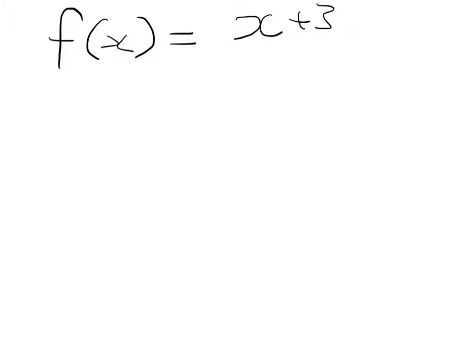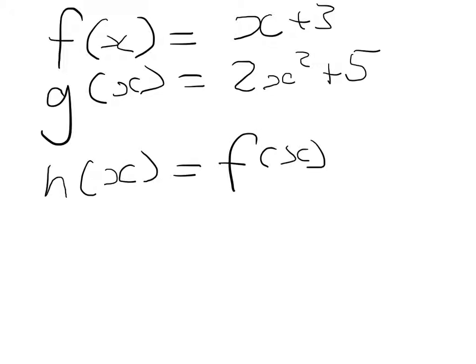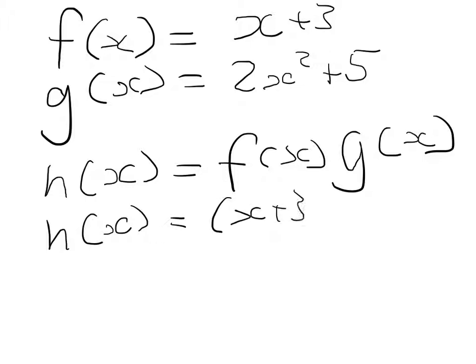So if we had f of x equals x plus 3, and g of x equals 2x squared plus 5, all right? And then we had h of x equals f of x times g of x. If we want to differentiate h of x, there's a rule for that, and this is the product rule. So h of x equals x plus 3 times 2x squared plus 5. Now the product rule is this.